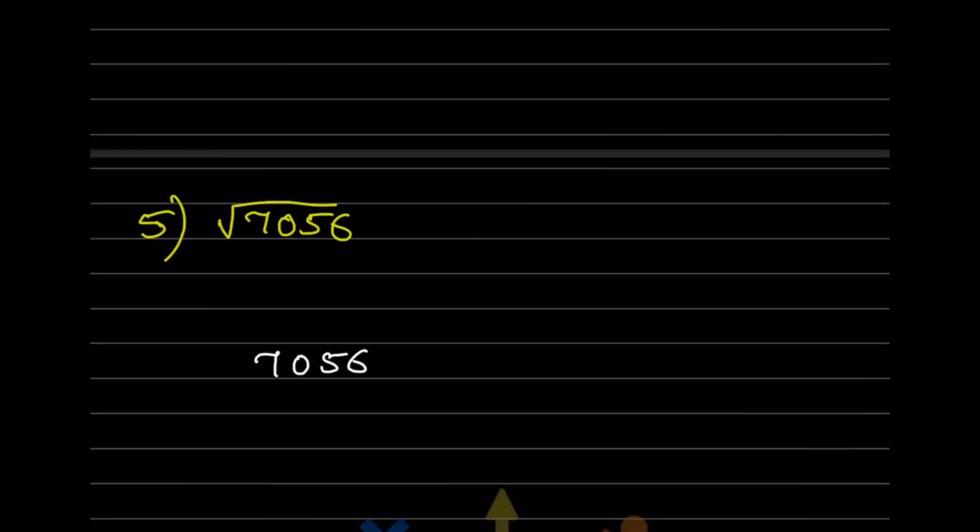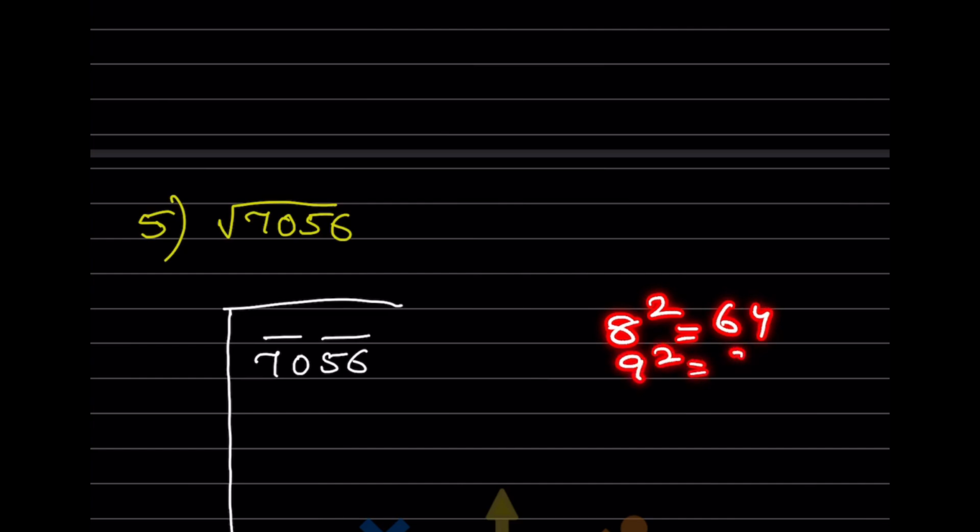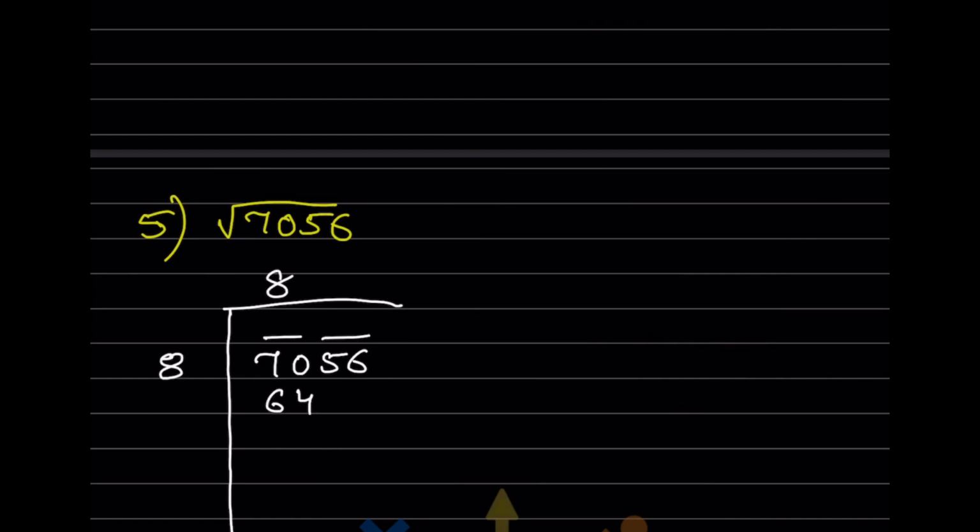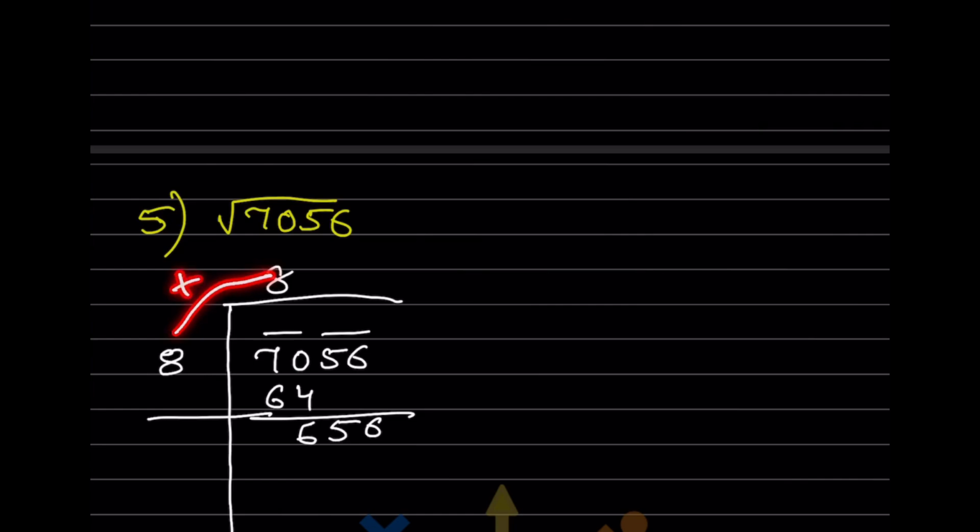Now the number 7456. So now we are going to look here. 8 square will be 64 and 9 square will be 81. So this is 70. So 8 square. So you are going to write here 8. 8 8s are 64. So now you are going to add this one, 8 plus 8, that is going to be 16.